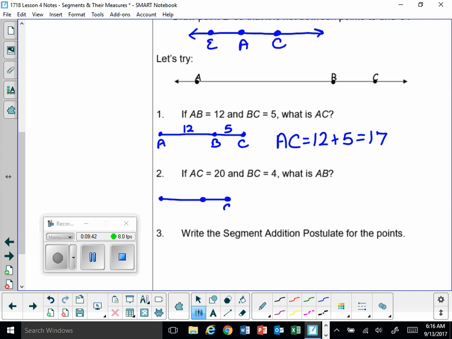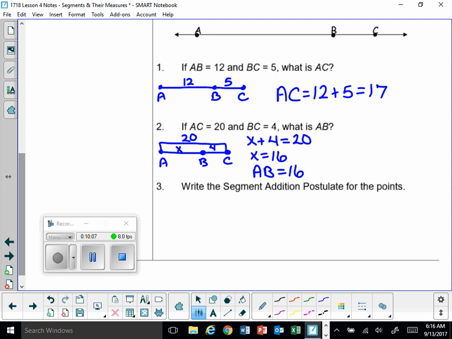Redrawing my sketch. If AC is 20 and BC is 4, what is the length of AB? So the part plus the part equals the whole. The length of AB will equal 16 in this one. So when you're asked to write the segment addition postulate, that means write out the part plus the part equals the whole in symbols. In this case, I have the length of AB plus the length of BC equals the length of AC.